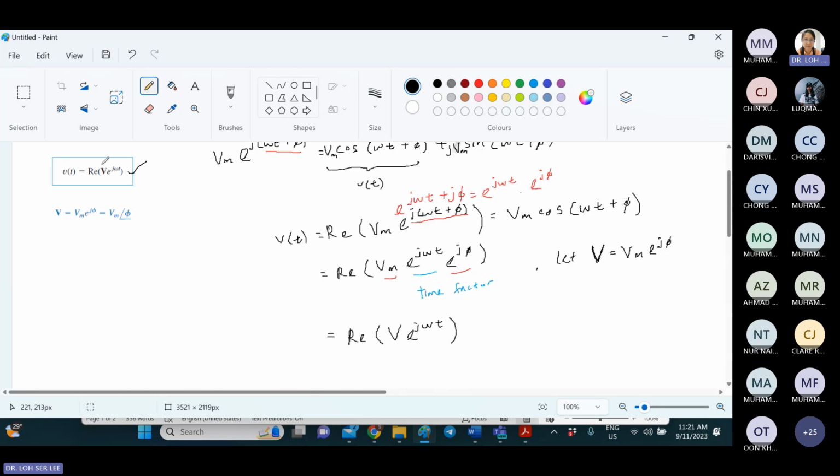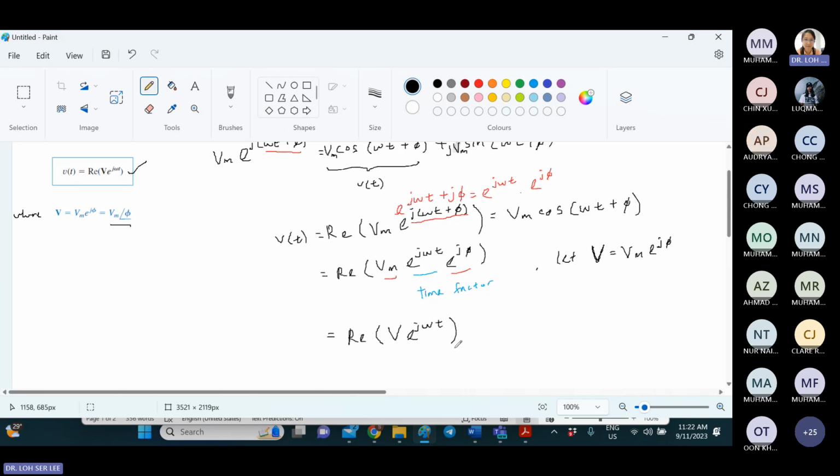Okay, this is how we get this. Your v(t) is the real part of V e^(jωt), where your capital V is actually Vm e^(jφ). And this Vm e^(jφ), we can write in this form. You can treat this as the R, something like R, and then the theta now is φ, so we have the angle as φ. Okay, now you have understood this.